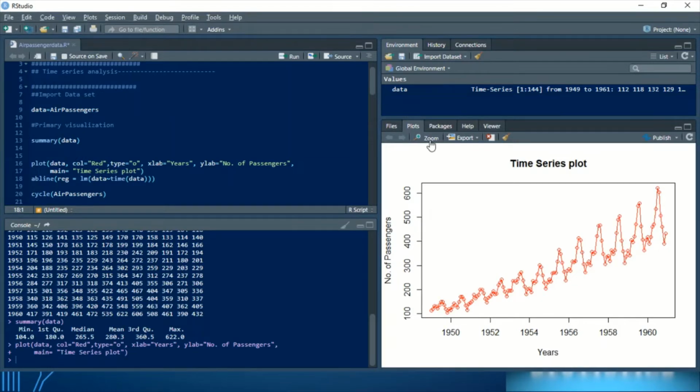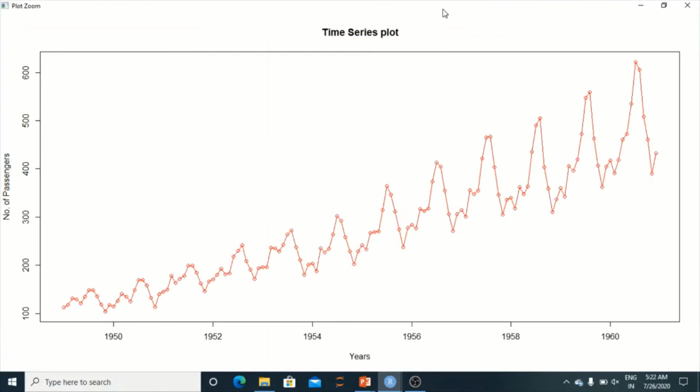Let me zoom it out. Now you can easily observe that it is increasing. So of course it is a trend, and during each year there are some fluctuations in air passengers. So let's see here, this is 1949, and January, February, March, April, May, June, July, August, September, October, November, and December. So basically there is an increment in July and August, and then again a decrement, again an increment, again a decrement.